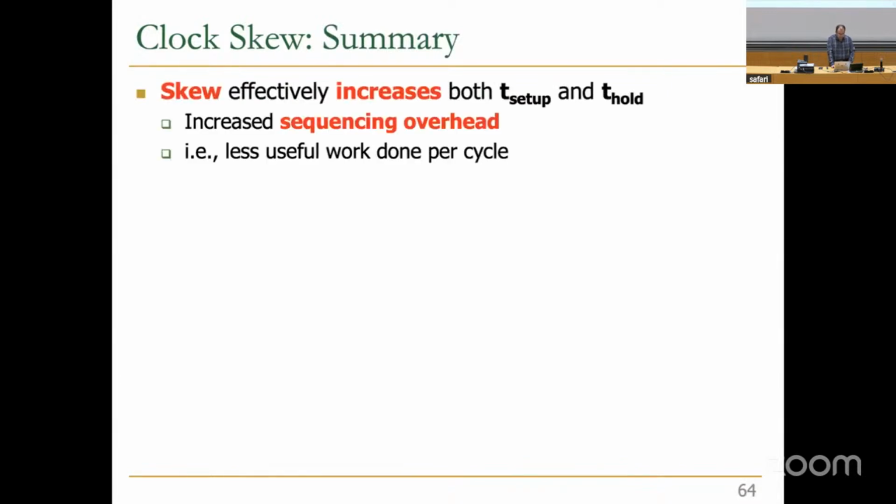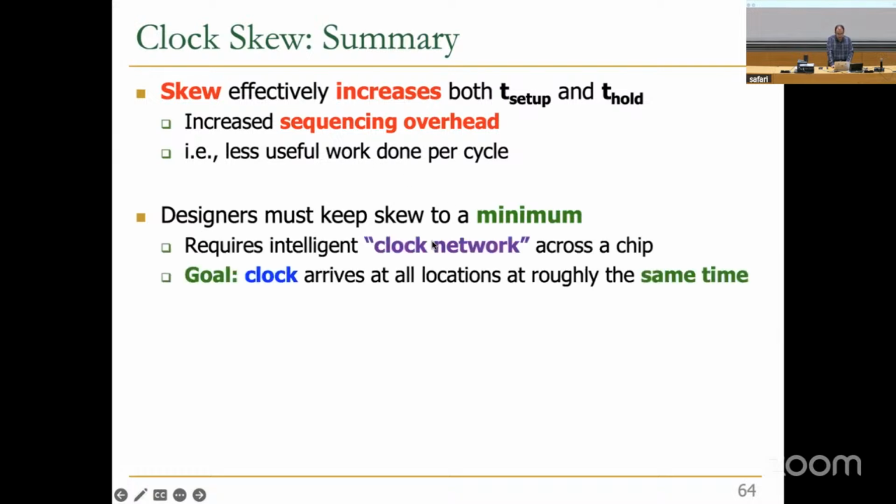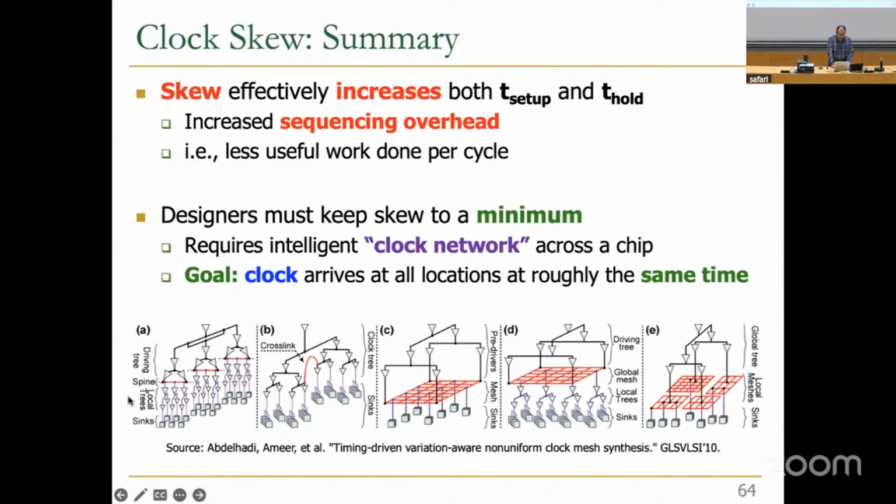So that's a summary: you need to increase your sequencing overhead because you need to add that skew to your setup time and hold time, and then you're going to have less useful work done per cycle. Designers must keep skew to a minimum, which requires an intelligent clock network across a chip. There is a lot of research going on in this topic, where people try to design the clock network to make sure that the clock arrives at all locations at roughly the same time. There are many different ways of doing that. H-tree, for example, is one of the famous clock network designs, but there are also many others. But that's still a big problem for designers, essentially.